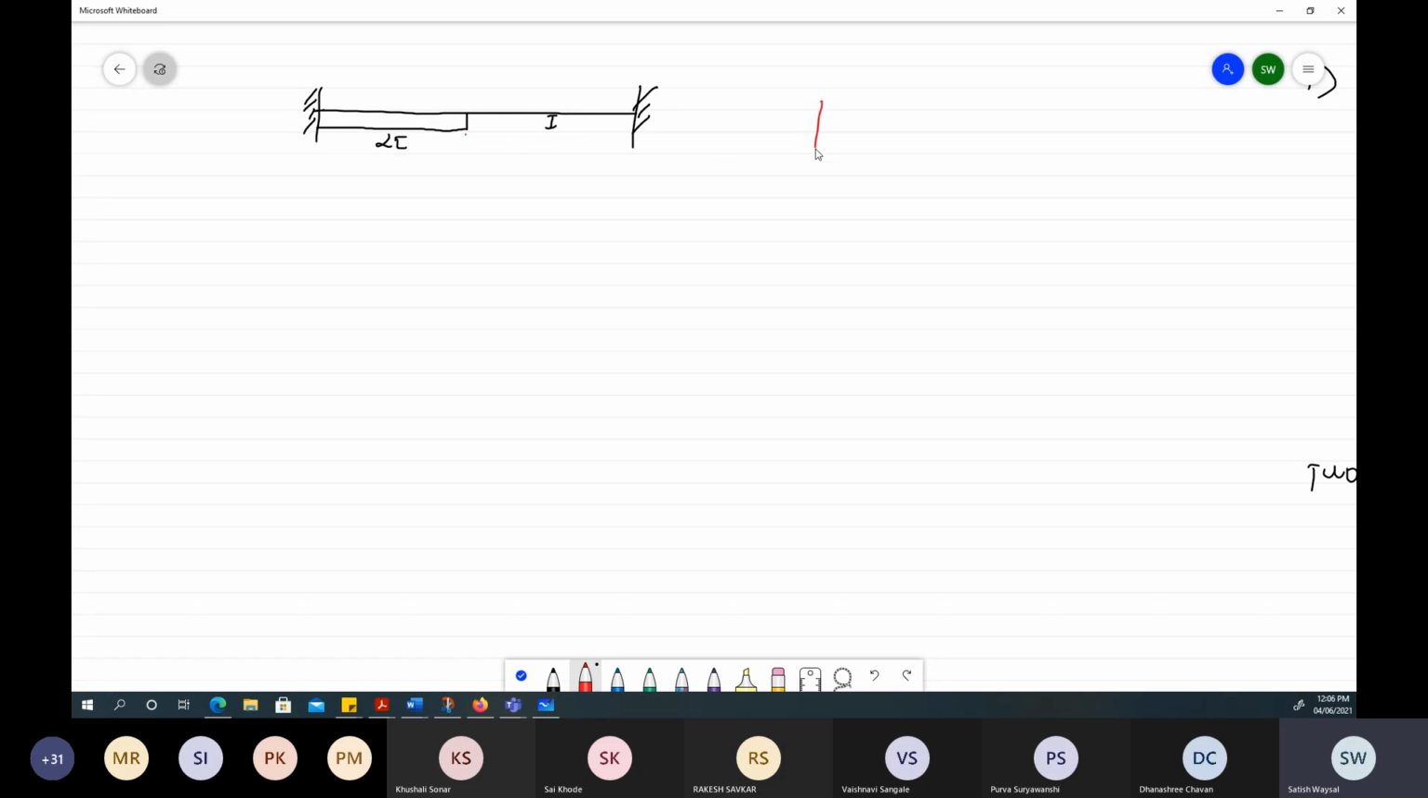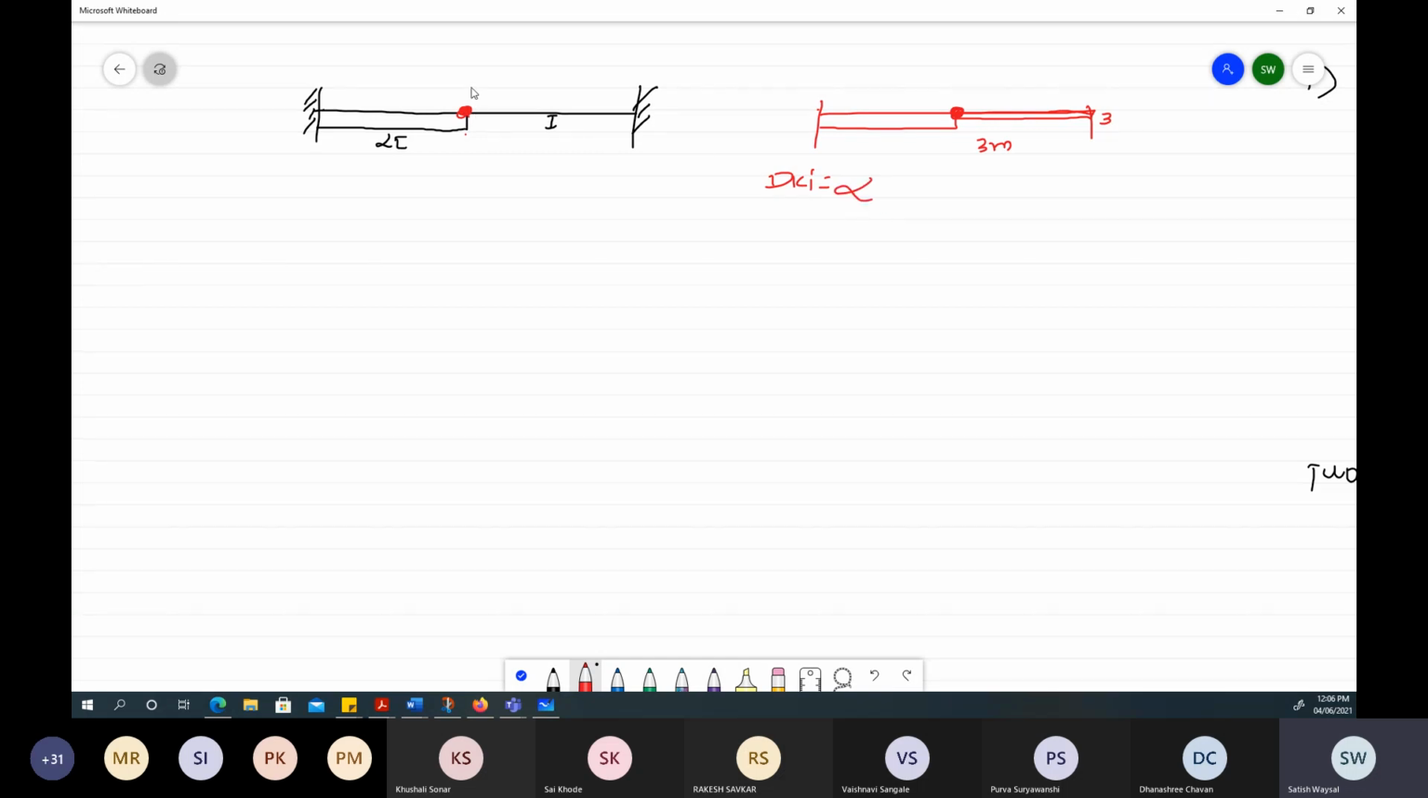Suppose this is a 3 meter span, but in that we use two sections. One has larger depth, another has smaller depth. Because of this geometry, there is formation of an internal hinge over here. If you find the degree of kinematic indeterminacy for this case, it will be 2.